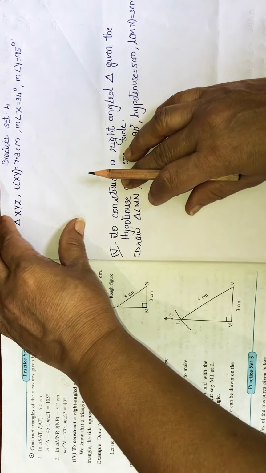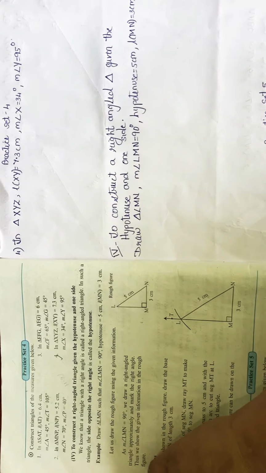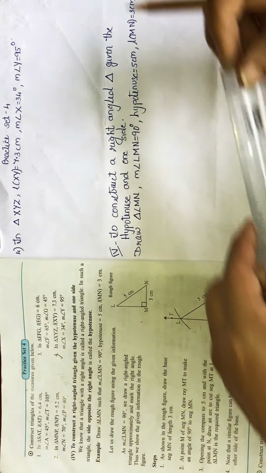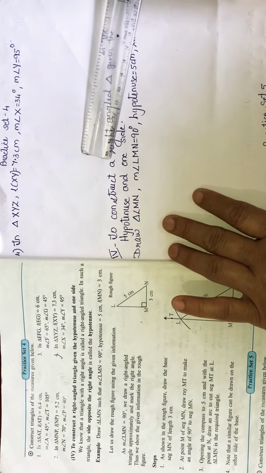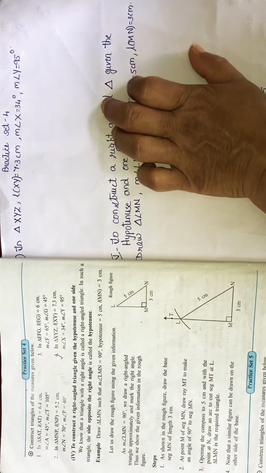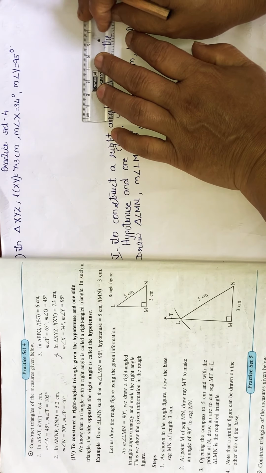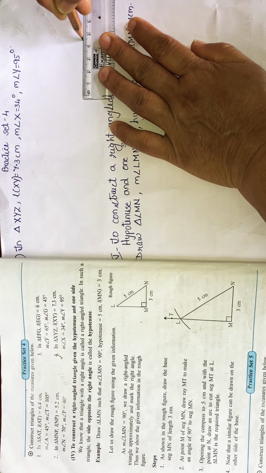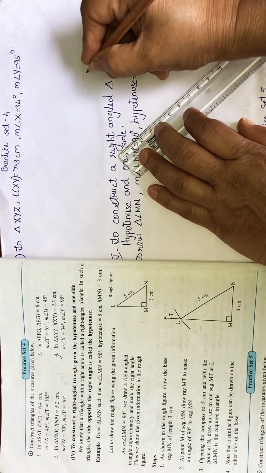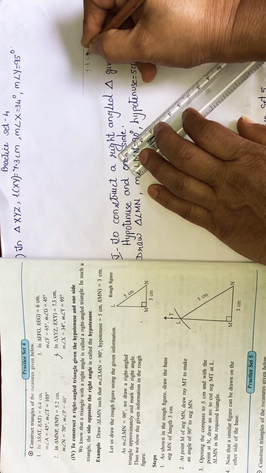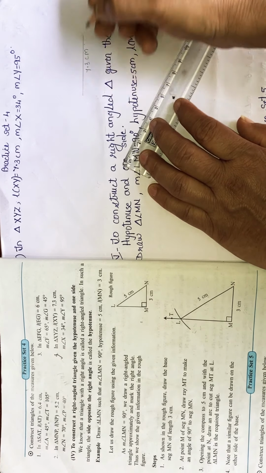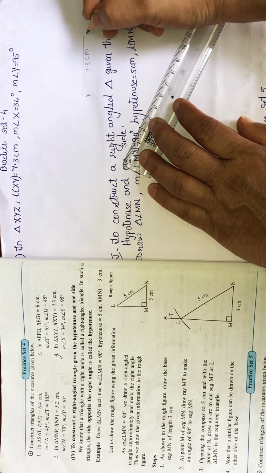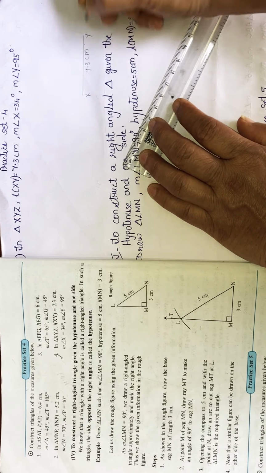So let me draw this triangle for you. So a rough figure we'll draw first. First a rough figure. Let us see how to draw a rough figure. So here XY is 7.3. So just a small, so this is approximately, you can say 7.3 centimeters. This is X and this is your Y.